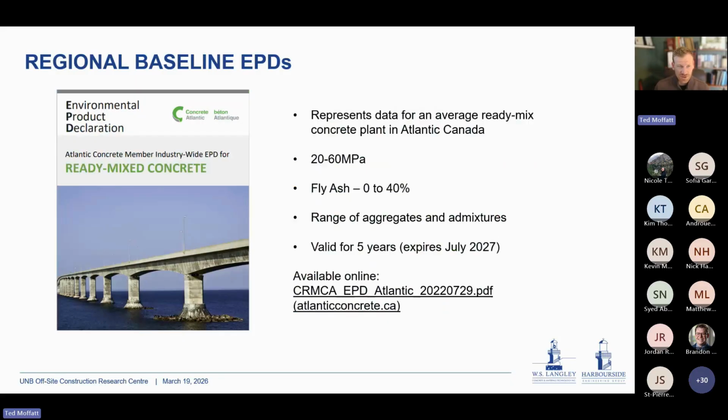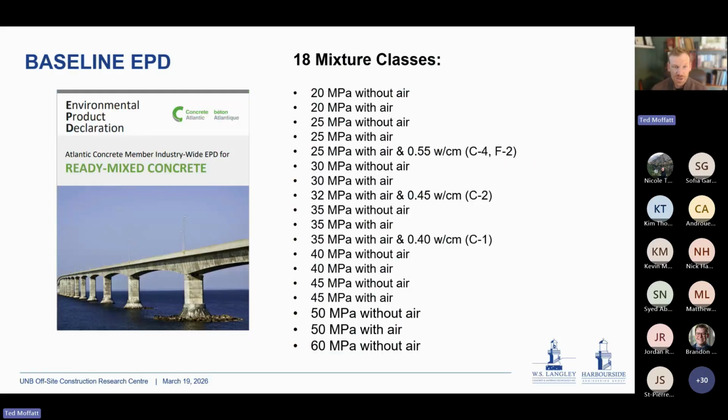If we look at the ready mix space as an example, this is the document for Atlantic Canada. This document is set to expire in 2027. I know CRMCA is working to provide a new document that will be valid from 2027 to, I believe, 2032. The document presents baseline EPDs for the most widely used mixes in Atlantic Canada. This document would have been developed from suppliers across Atlantic Canada providing data to CRMCA on cement contents, typical powder contents, and typical mix designs for a number of these categories.